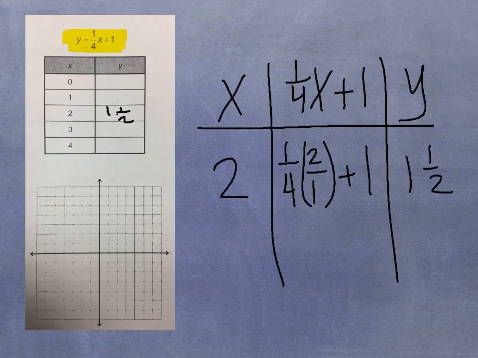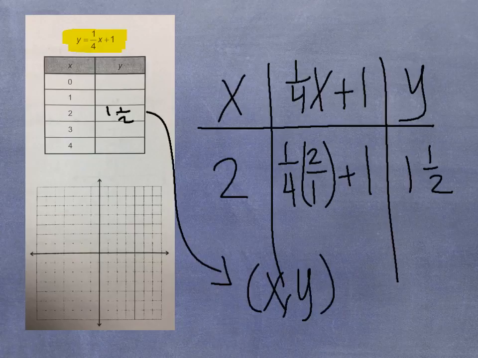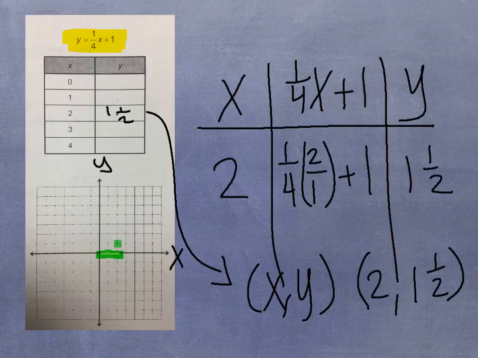Then you're going to plot them. You're going to plot this like it's an ordered pair. So that one, the ordered pair is x comma y, 2 comma 1 and 1/2. Plot the x first. This is my x, this is my y. So I go 2. Then I go up 1 and 1/2. Then I put a dot. So that's how you plot them, x then y, okay?